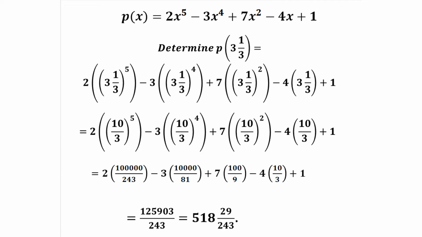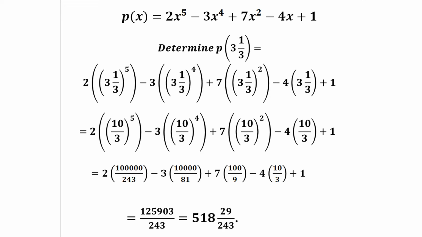Here we have the polynomial p of x, and it's equal to 2x to the 5th minus 3x to the 4th plus 7x squared minus 4x plus 1. And in the next few slides, what we're going to try to do is determine p of 3 1/3 by different methods. The most direct way is to simply, wherever you see x, you put 3 1/3. So we got 2 times the 3 1/3 to the 5th and so forth. It's not too bad. If we change the 3 1/3 to an improper fraction, it'd be 3 times 3, that's 9 plus 1, so we got 10 over 3.